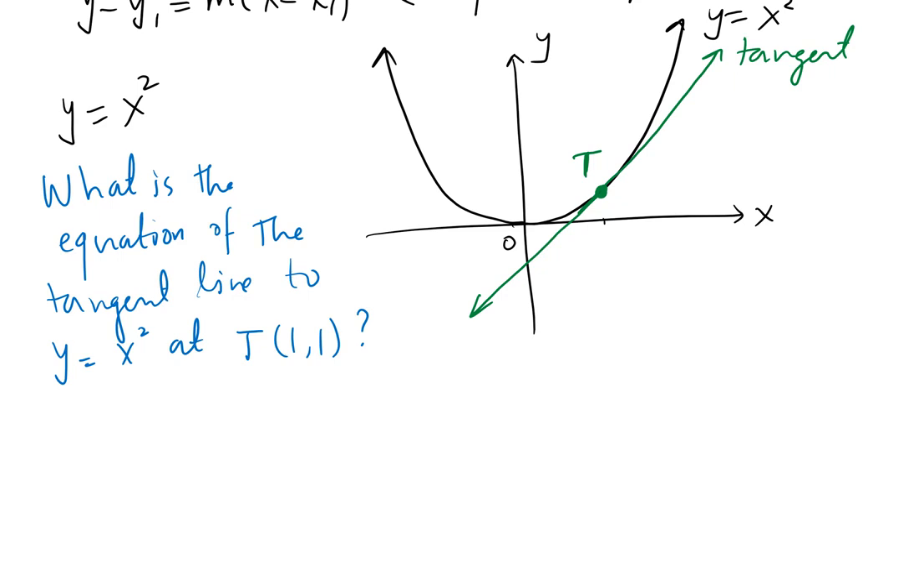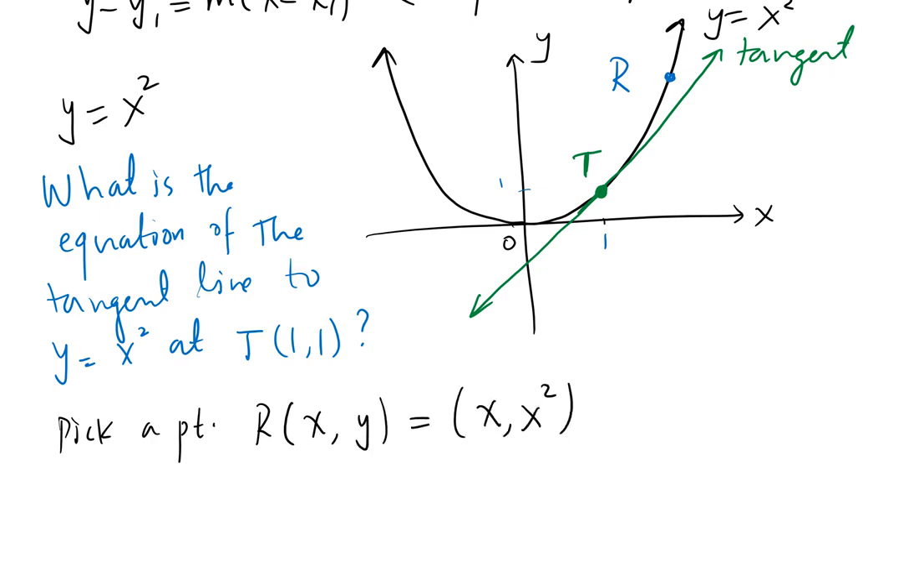To do so, what we need to do is find the equation of that line. We pick any point R on the graph, with coordinates (x, y), which you can write as (x, x squared). So this point R has coordinates x comma x squared. Now we connect R with T. That gives me a secant line.